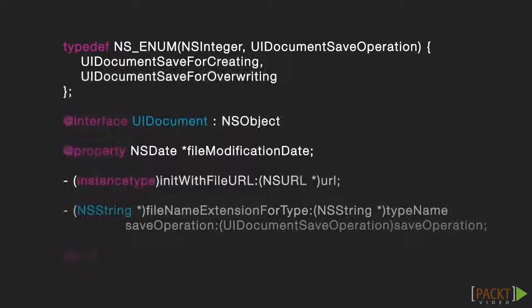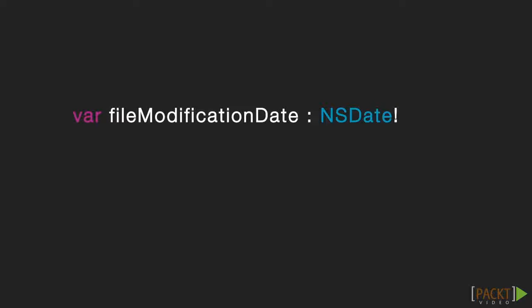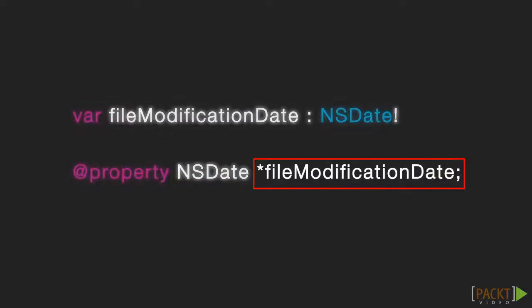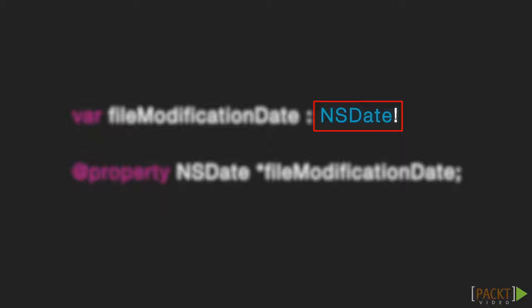Here we have Objective-C's UIDocument class, which we'll break down piece by piece. We'll start with the fileModificationDate property, which is of type NSDate. In Swift, this declaration would look like this, which in Objective-C translates to this. We see our properties are defined with the @property keyword, followed by the type, and then the named pointer. We see here that Swift utilizes a force-unwrapped NSDate optional.